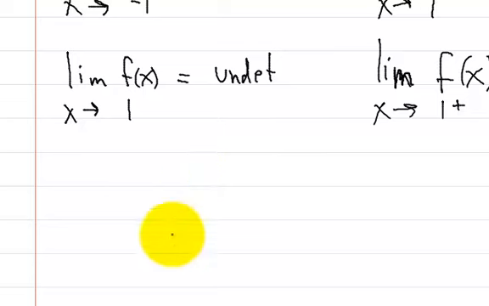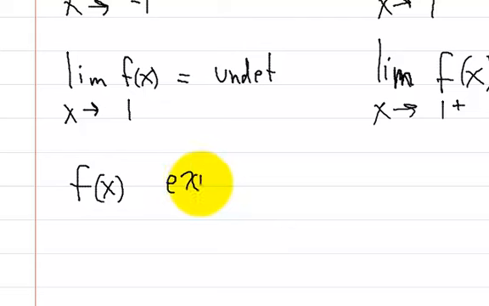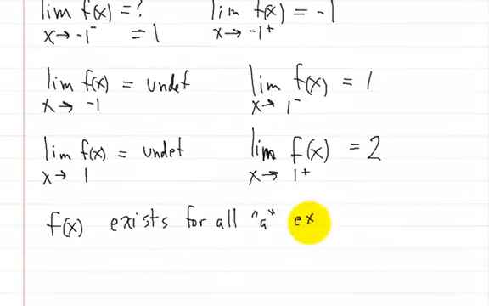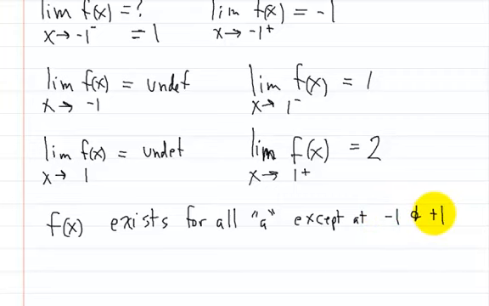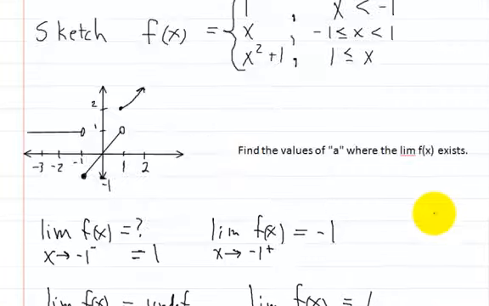So for this problem, the limit of f of x exists for all values of a, except at negative 1 and positive 1. So this function exists all throughout here. The only places that it doesn't exist are right here, at negative 1 and at 1. So that's how you do these problems.